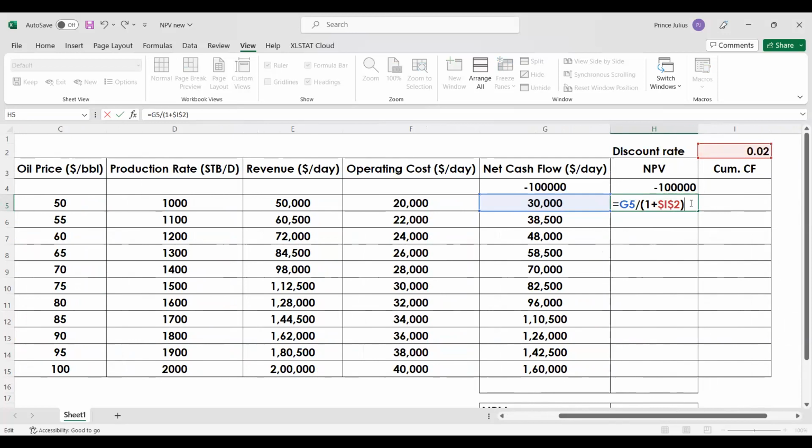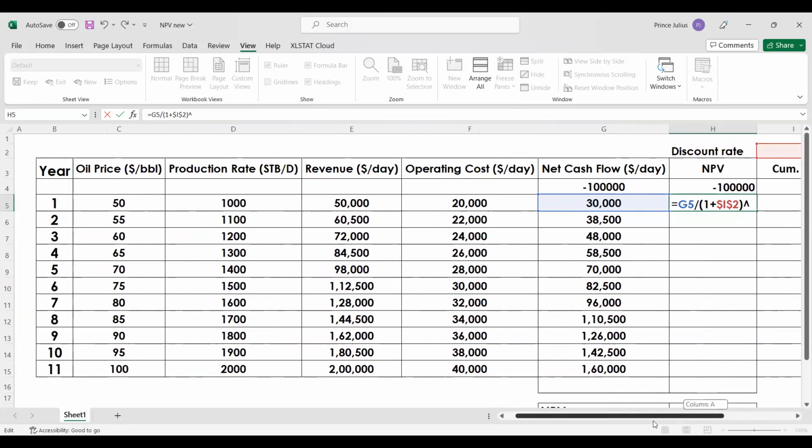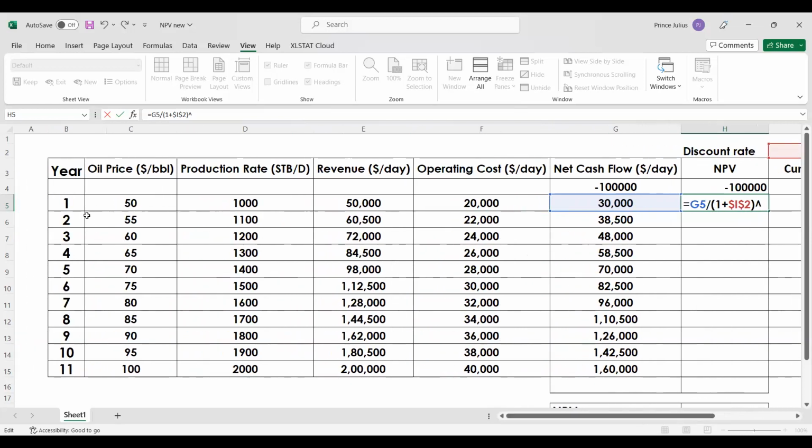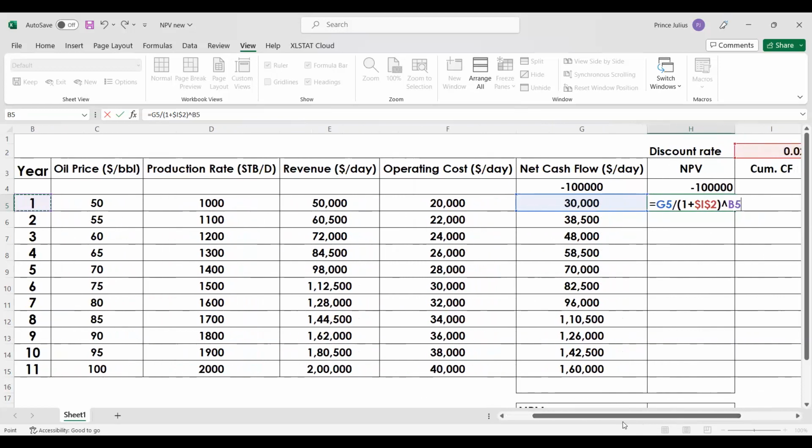When you add dollars to this cell, it will lock that value so that when you iterate it further, these values will take the same discount rate. Power: so we have the value of the first income, that is 30,000, that is G5 divided by 1 plus the discount rate, and you close the bracket. Power, you're going to fix the year. The year values were here, so I'm going to fix the power here as B5. So I'm going to equate it.